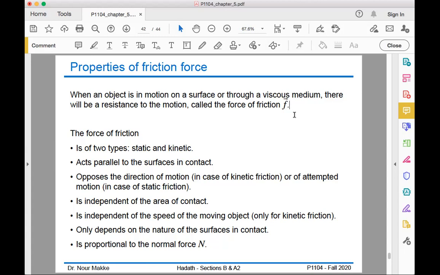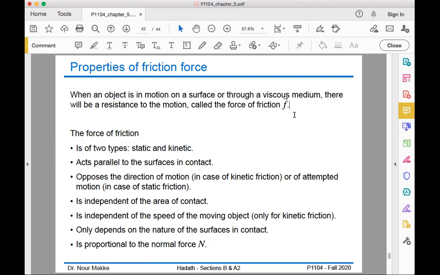The friction force opposes the direction in which the motion is happening or the motion will happen. Number four, the friction force is independent of the area of contact. So it does not matter how big or small the area of contact between the two objects is. The point is that these two objects are in contact.